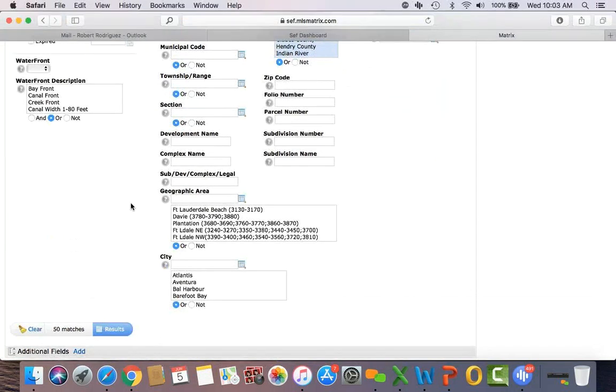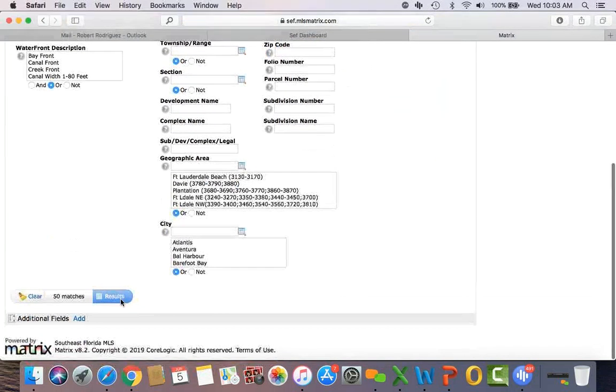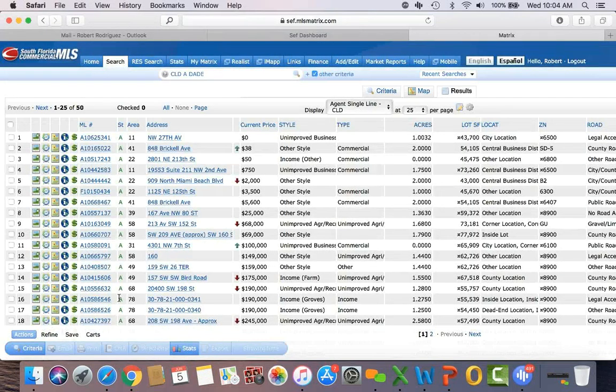You can always enter the city or the zip code you're looking for, and don't forget to use your additional fields in order to add criteria that normally doesn't show up on your search. When you hit results, you are going to see your results. And normally your results, when we're looking to purchase, have a purchase price. If they have a low number like this, like $0 or $38 or $50, normally they're leasing these commercial lots at a price per square foot option.